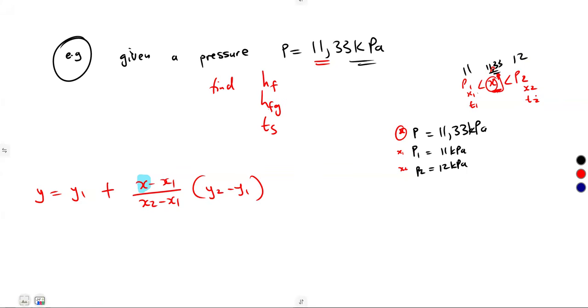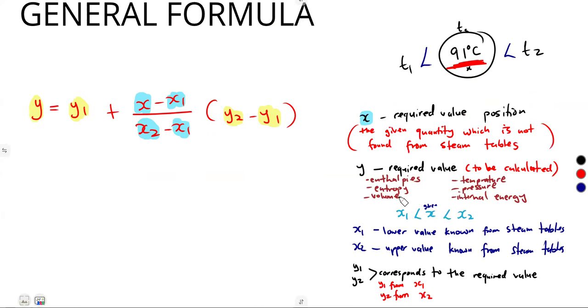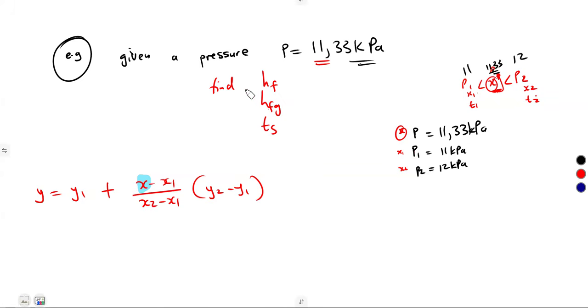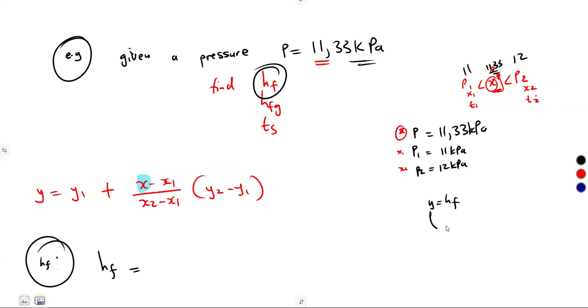Your x is the pressure, so x1 and x2 also represent pressure. Remember, y is the required value. So what is it that we are required to calculate? Let us start with HF. If we are to calculate HF, our formula is going to change because y is representing HF. If y is representing H, the enthalpy HF, it means y1 is the same as H1 and y2 is H2. The enthalpy is for HF, H1 and H2.